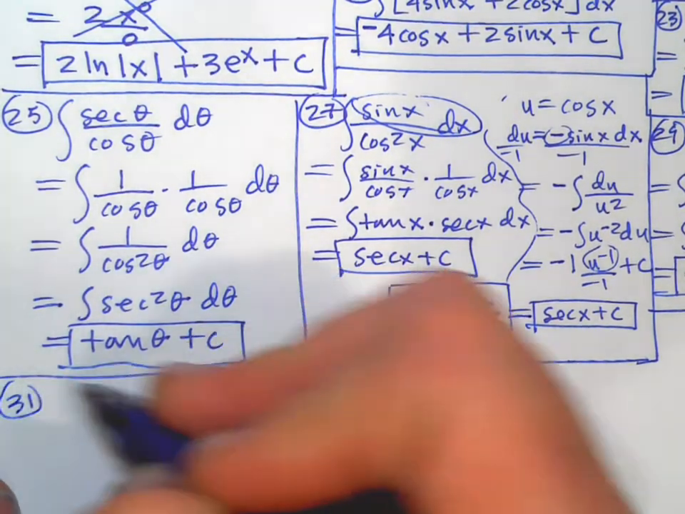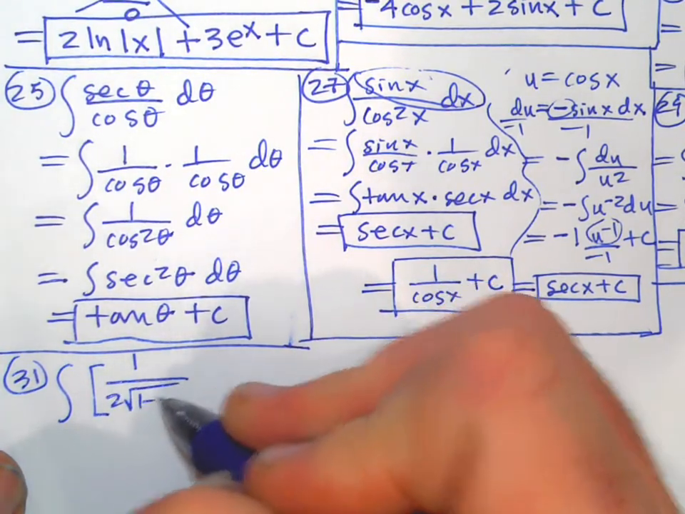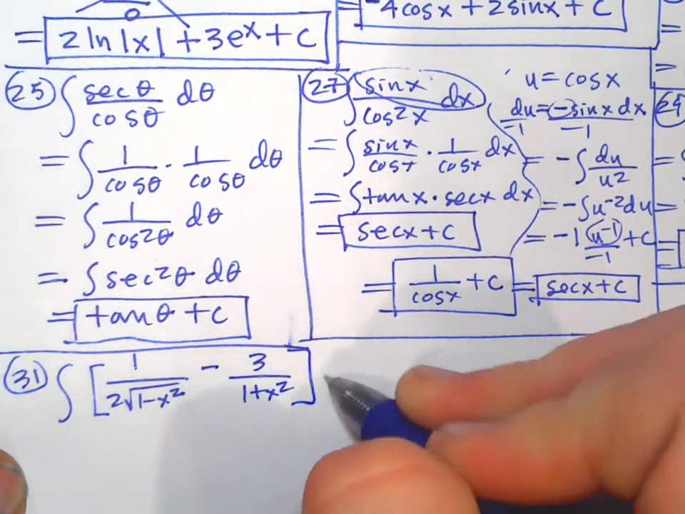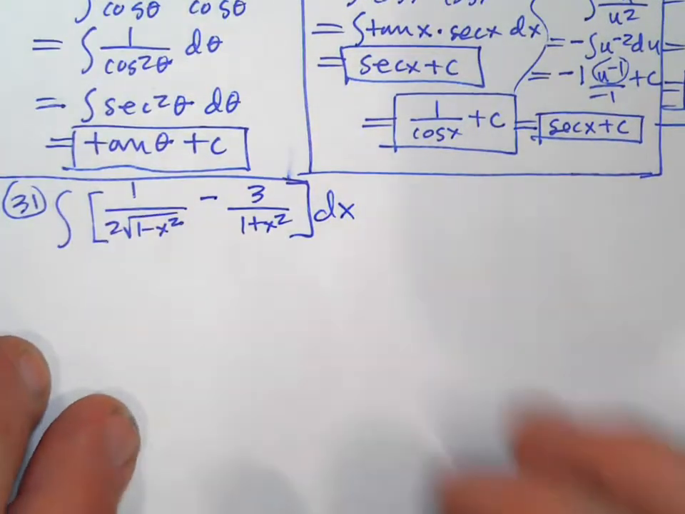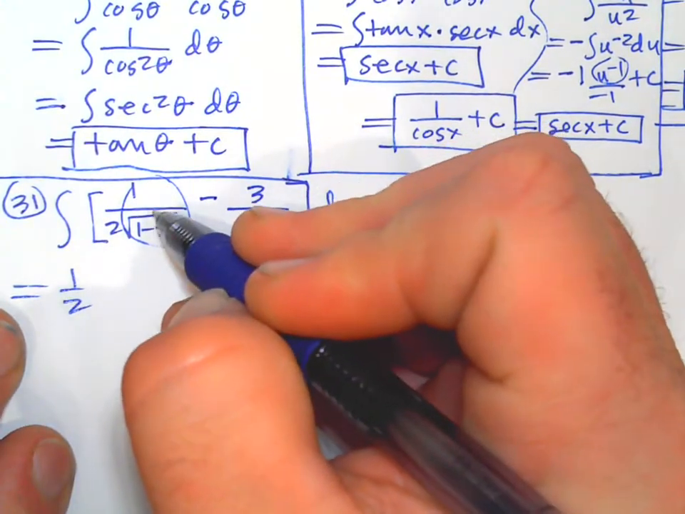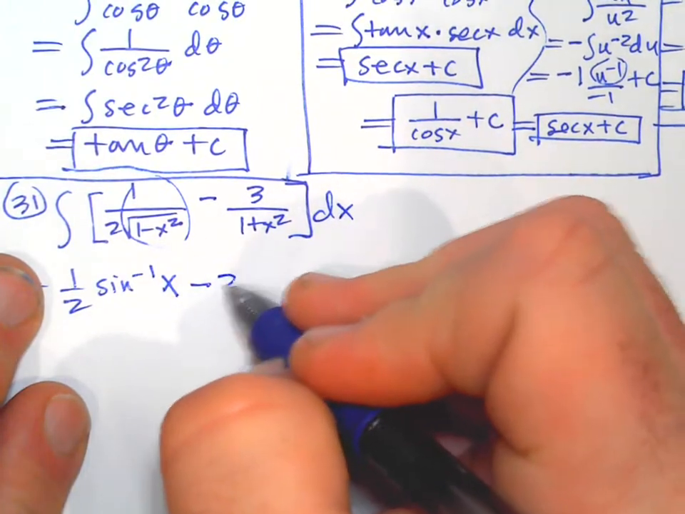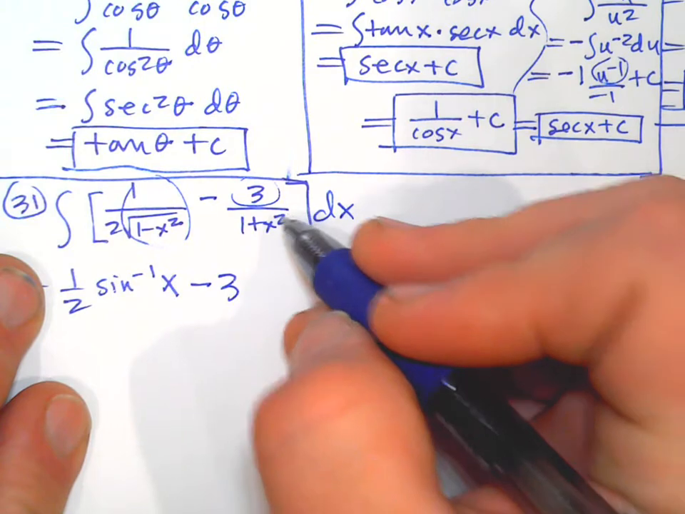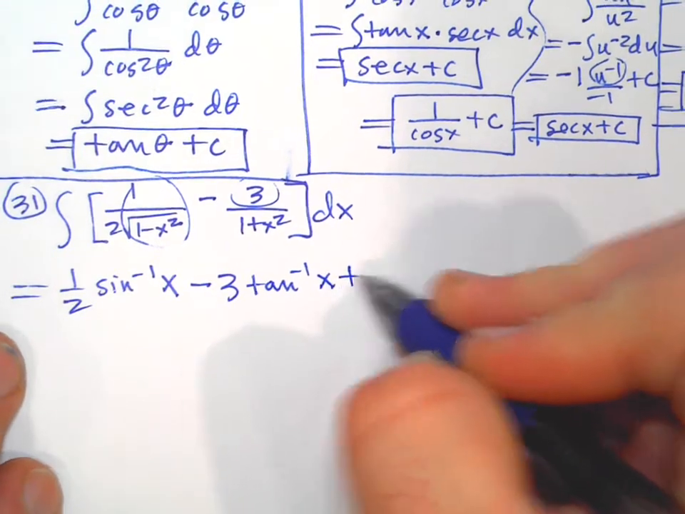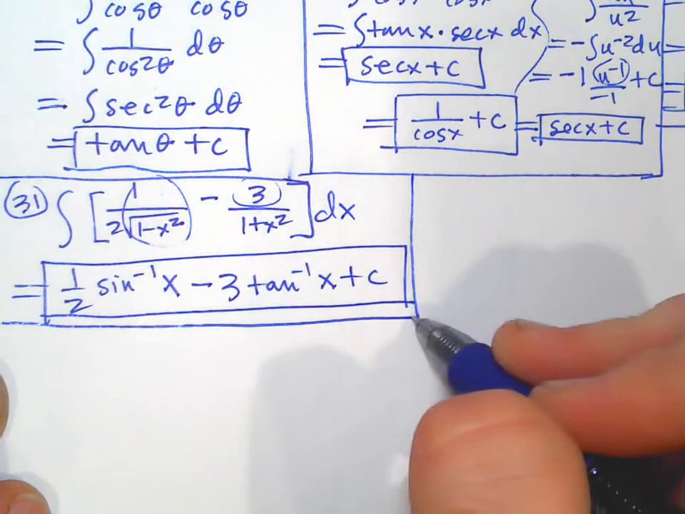Number 31 is the integral of 1 over 2 square root of 1 minus x squared, minus 3 over 1 plus x squared. Now this one looks crazy. You might try some basic things first, but look, there's going to be a 1/2, but this is the derivative of inverse sine, right? Minus 3, any numbers just go in front of your answer. 1 over 1 plus x squared, that's the derivative of inverse tangent. This is actually a fast one, but it requires you to recognize some of our special derivative rules that we don't use as much.